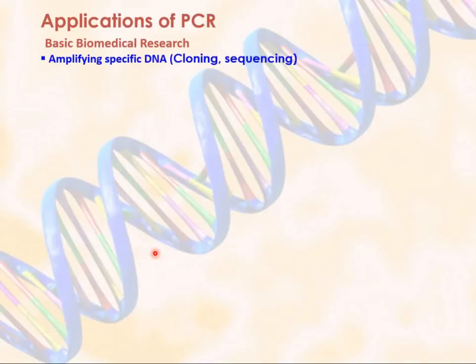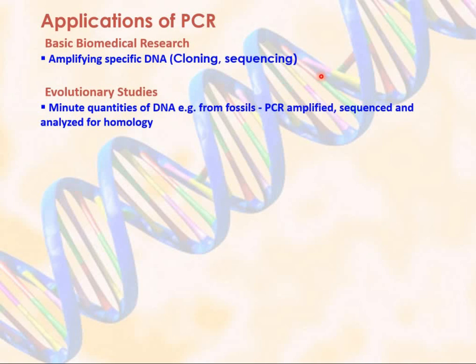Coming to the applications, in basic biomedical research we can amplify specific DNA sequences. It has helped us in cloning and in sequencing. Sequencing means analyzing what the sequence of a particular region is. It has also helped in evolutionary studies, where minute quantities of DNA from fossils can be PCR amplified, sequenced and analyzed for homology. For fossils, the problem is that we get a very small amount of DNA as starting material, so to analyze the regions properly we use PCR to amplify them.